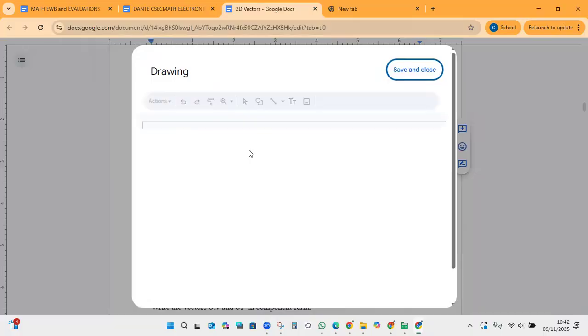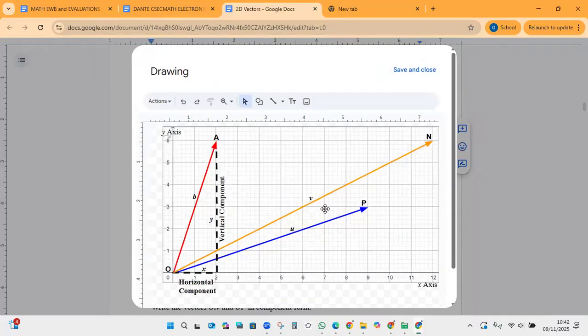Okay, let's zoom in on the diagram, and you have the horizontal component and the vertical component. So the horizontal part and the vertical part form the vector. For example, the vector OA or the vector B.